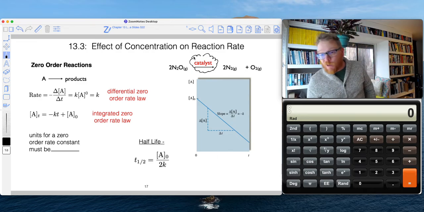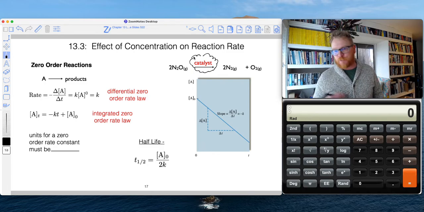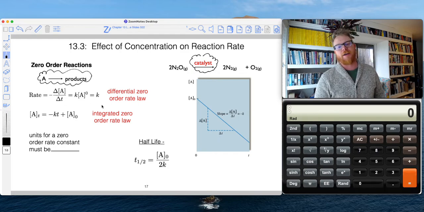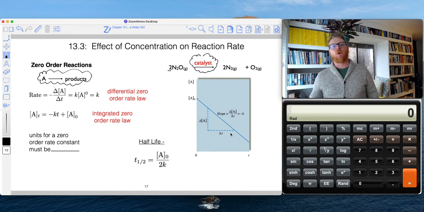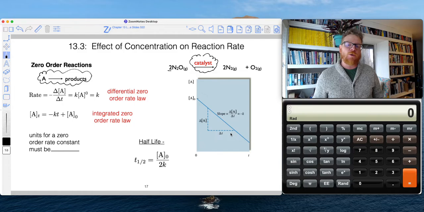So in a zero order reaction, what's kind of peculiar is that I'm showing this as A goes to products, with one single A. In our generic reaction we've got two N2Os, but with a catalyst, this proceeds as a zero order. So what does that mean? Well, in a zero order reaction, the rate is independent of concentration.